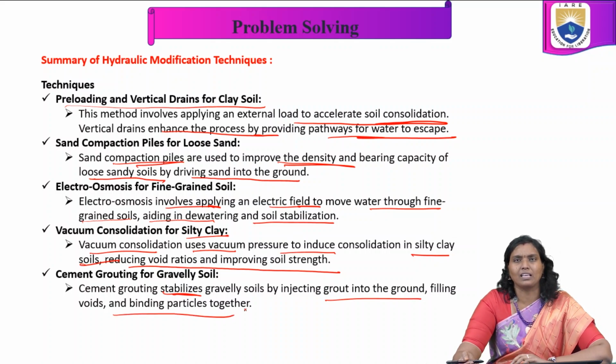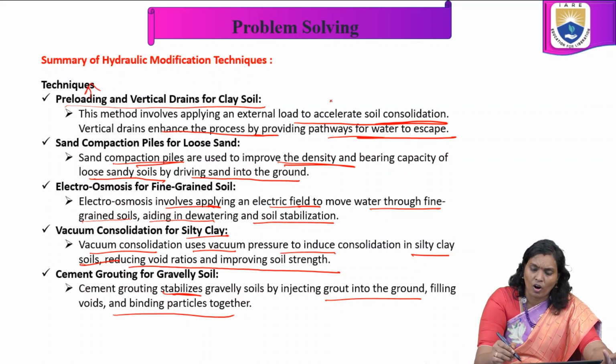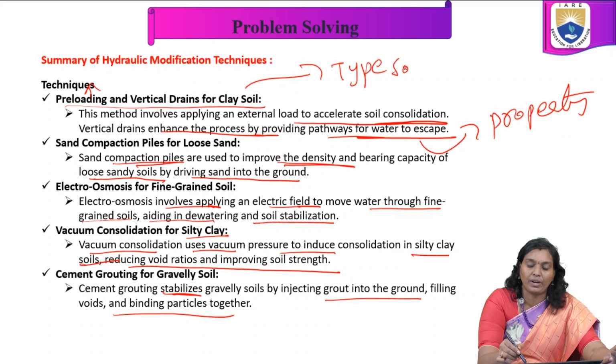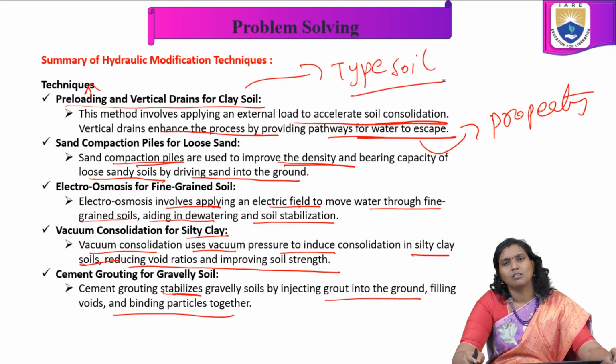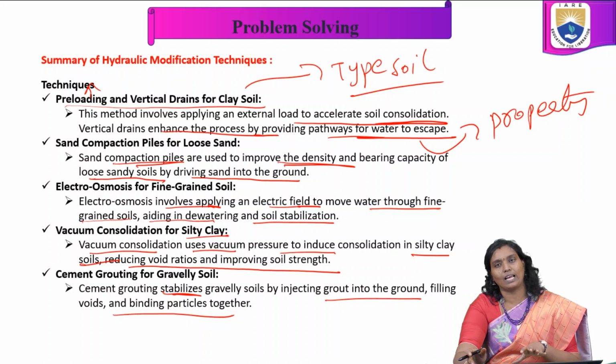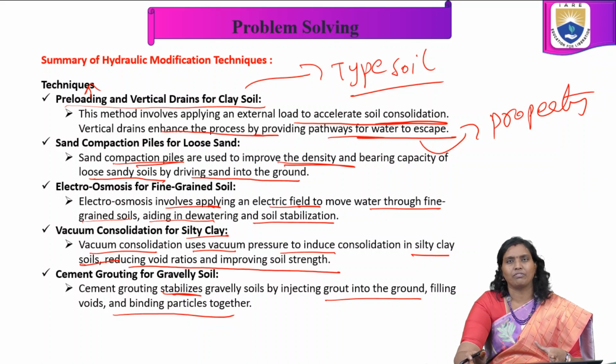So in each case, what type of technique it is, what kind of property is going to be modified, and on which type of soil. These are the major parameters involved in these modification techniques. A few of these techniques we have discussed in our previous lectures also. So like this, according to the type of soil, we understand what kind of improvement is required and which technique is given. These are the things we are going to understand.